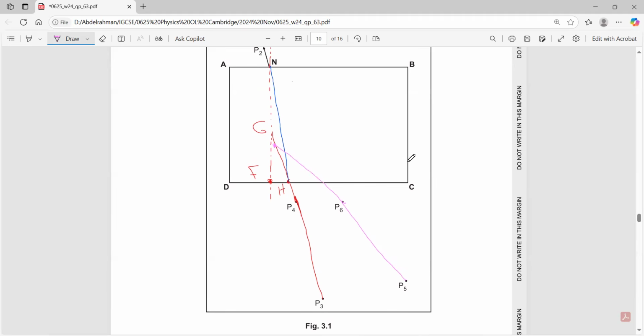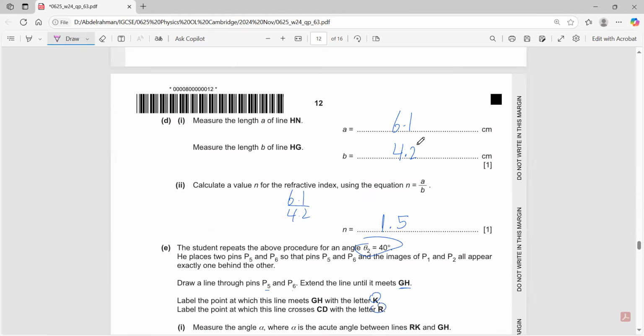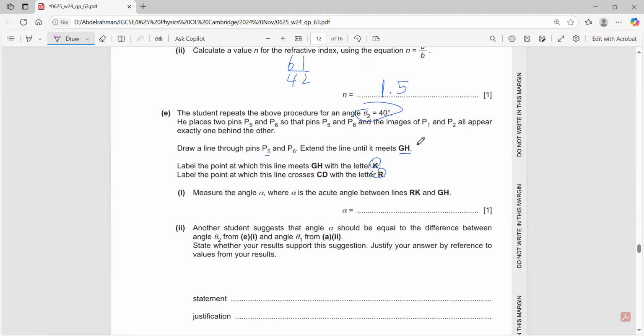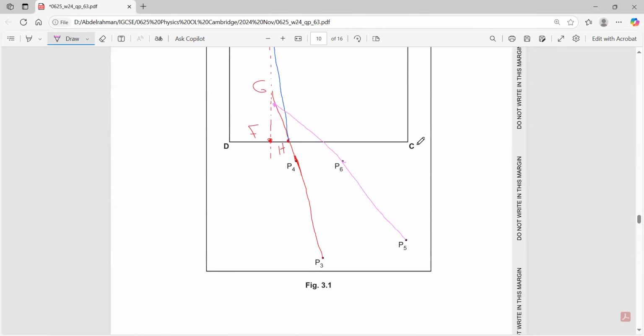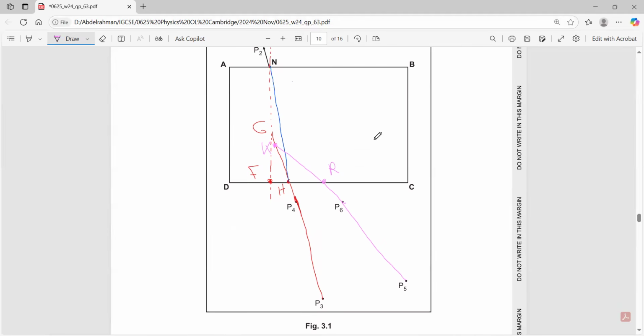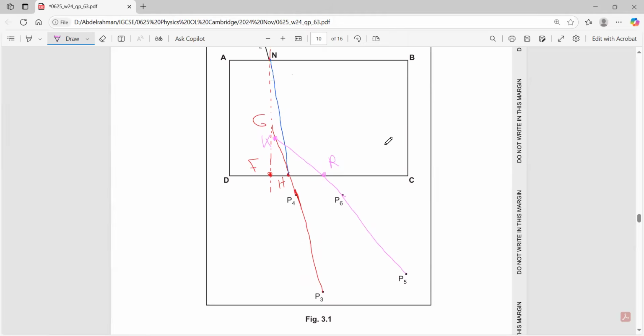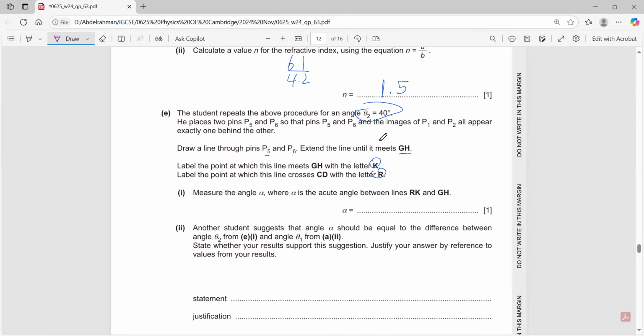Until it meets GH. This point of intersection is called K, and the other point is R. This point is K, and this point is R. I know my lines aren't 100% accurate, but when you're drawing, it should be a lot more accurate than this. So you have K and you have R, and then he needs me to measure some distances.